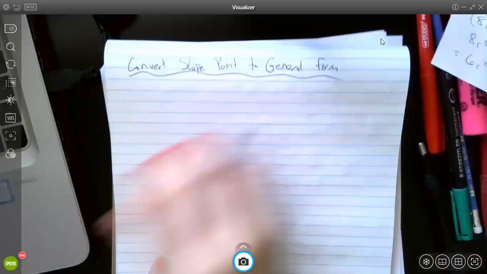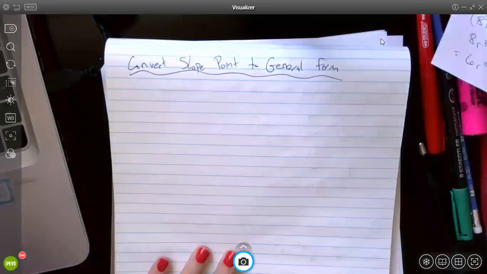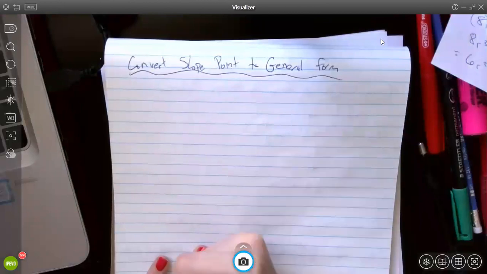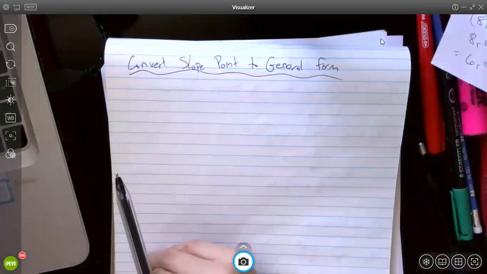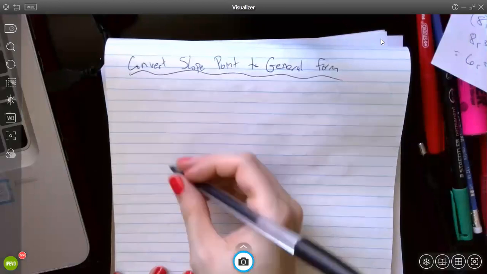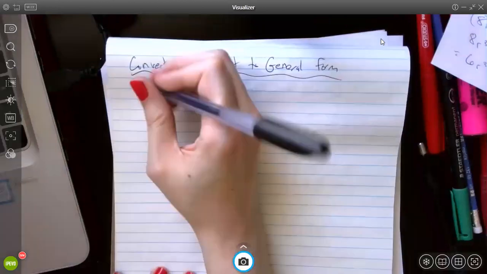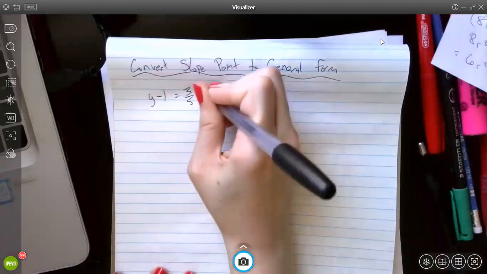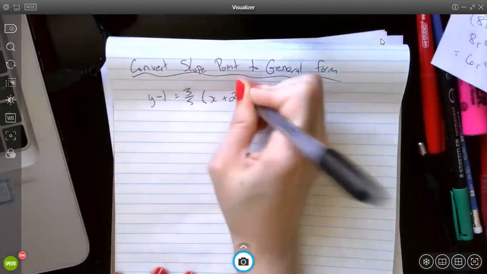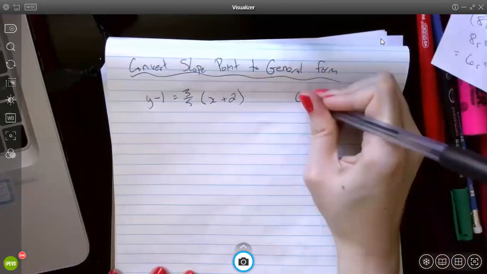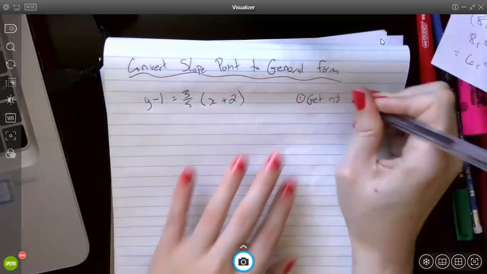The last thing that we're going to have to be able to do is to convert slope point form to general form. Yesterday, when we were learning about slope point form, we learned how to convert it into slope intercept form. Now we're just going to look at how to convert it into our final form. So let's start with y minus 1 equals 3/5 x plus 2. The first thing that you want to do, again, is get rid of the fraction.